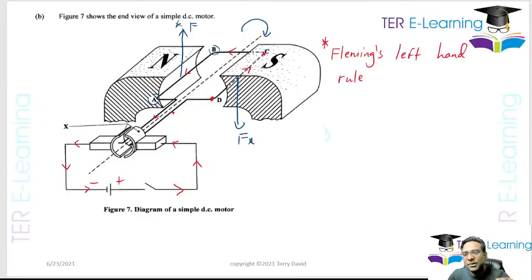Some of the things they ask you about the DC motor as well: how can we make the DC motor spin at a faster rate? In order to do that, we can increase the current flowing through the coil. That's one thing we can do. We can make sure we have more coils. That's a second thing. And we can also increase the strength of the magnet. So these are things that they could ask you in the exam, so be aware of the various things that could be asked.